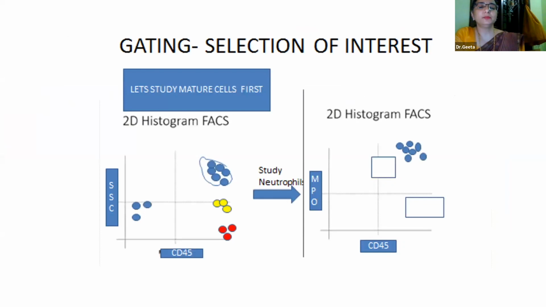So coming to reading the plots. Now I have this CD45 bright population as before. I put MPO. I mark out this MPO population so that it comes out of the complete population. In the further plots, I will see only this gated or marked population. I will not see this or this population. This process is called gating, or selection of cells of our interest.